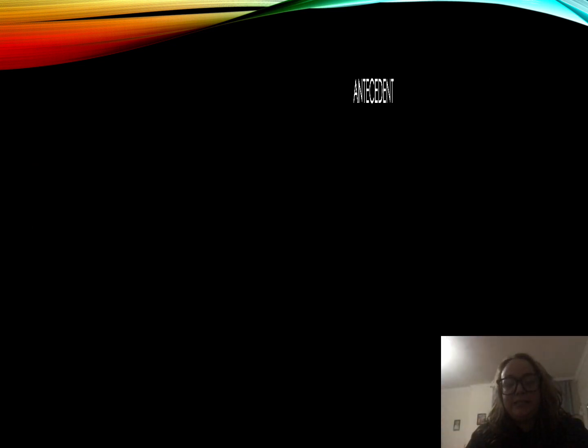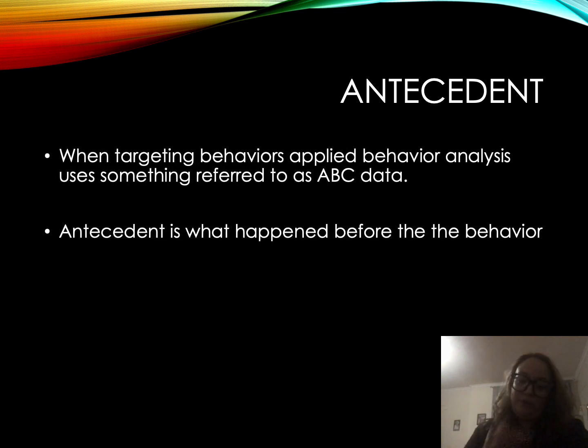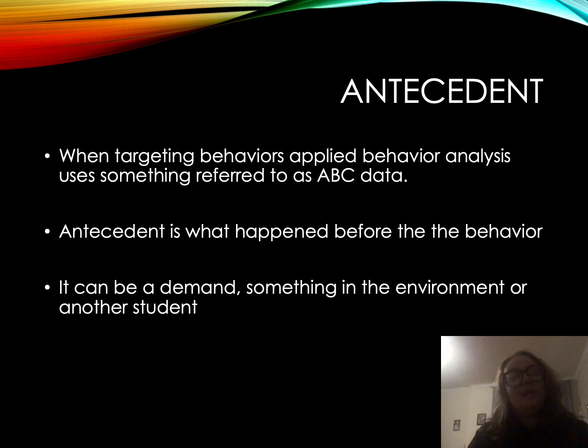An antecedent is just what happened right before the behavior, whatever that behavior is that's being targeted for reduction. So it could be a demand, asking the student to put something away, or it's time to start work. Could be another student having a problem behavior. I've seen a fire alarm going off. It could be anything, but it's what happened right before that targeted behavior occurred.